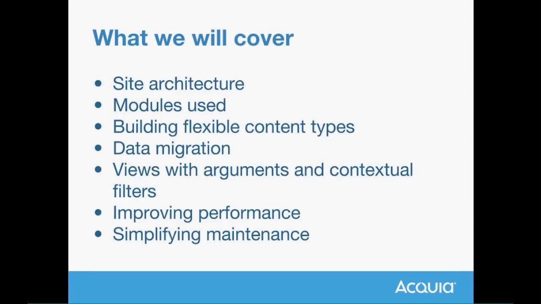So the things we're going to cover today: a little bit about the site architecture, some of the modules that we used in building the new site, and how we put together some of our content types. We'll talk a little bit about the data migration from Drupal 6 to Drupal 7. I'll show you some interesting views where we throw in a couple of arguments and contextual filters. And in the last two little bits, we're going to talk about how performance got improved a little bit and how we made maintenance easier for all of us involved in the site.